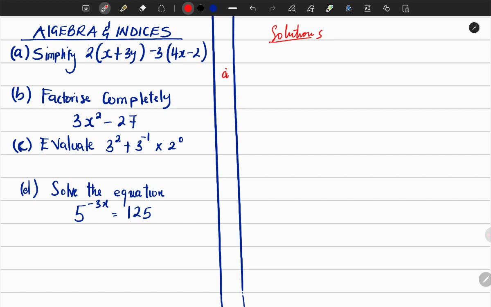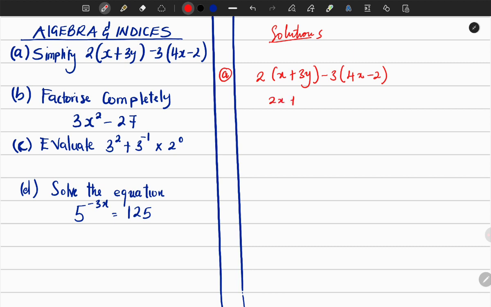A. Simplify 2x plus 3y minus 3, then you have 4x minus 2. So we start now expanding. So this 2 is multiplying everything inside. And everything inside they are positives, so we maintain their positivity.